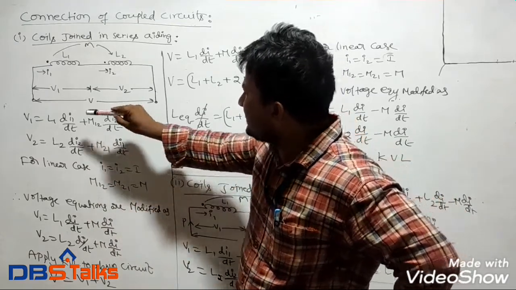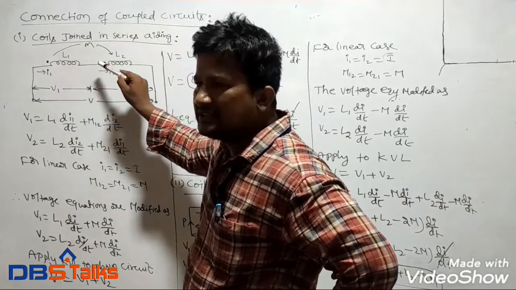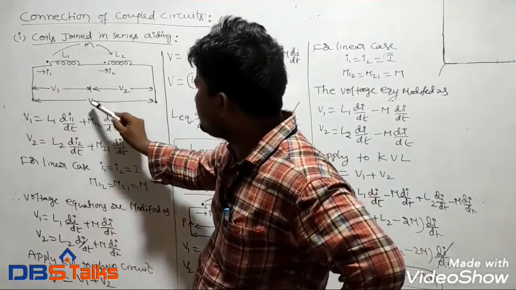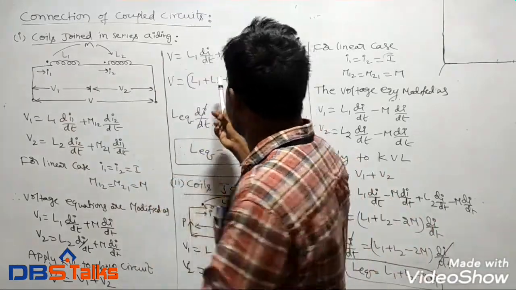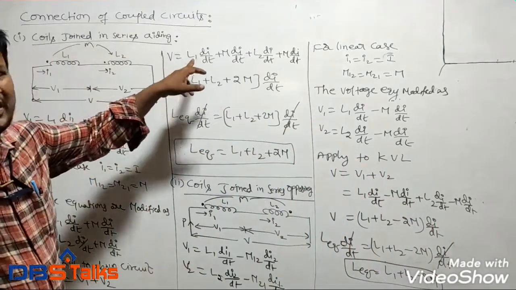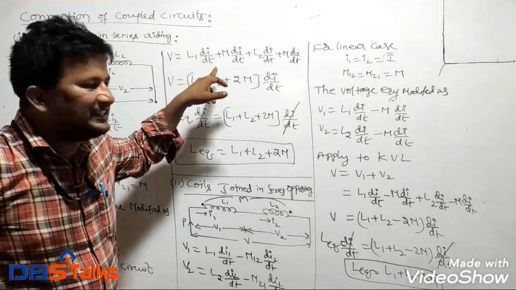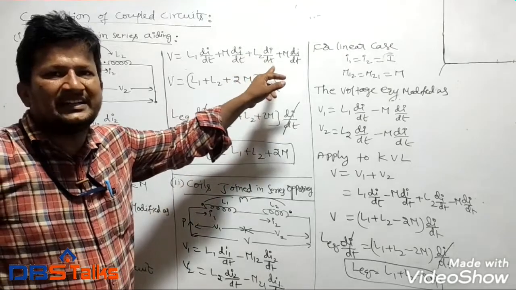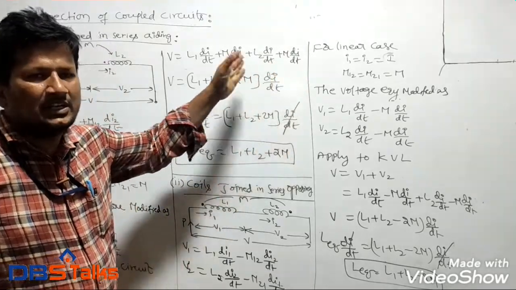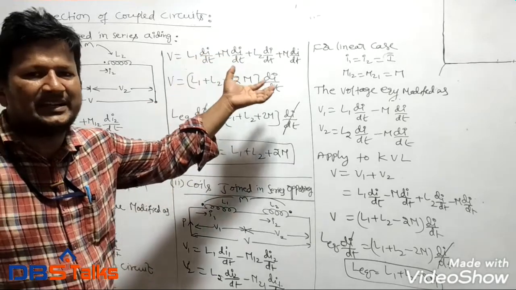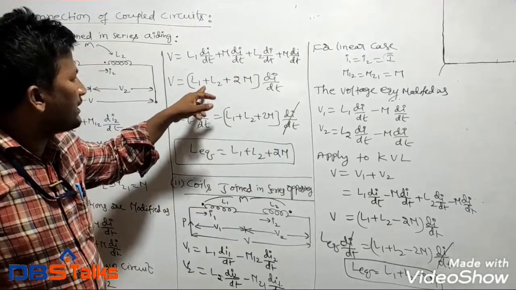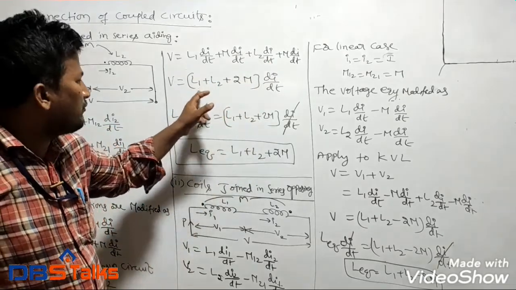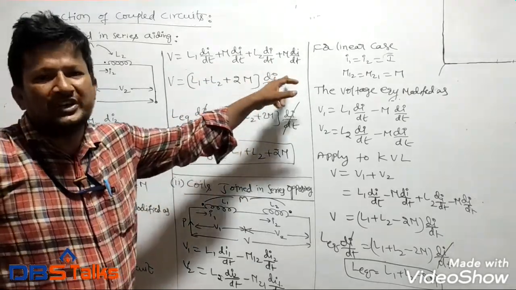Now apply KVL in the series aiding circuit. V is equal to V1 plus V2. Now here V is equal to L1 di by dt plus M di by dt plus L2 di by dt plus M di by dt. Taking the common factor di by dt, that is L1 plus L2 plus M plus M, that is 2M. So L1 plus L2 plus 2M into dI by dt.